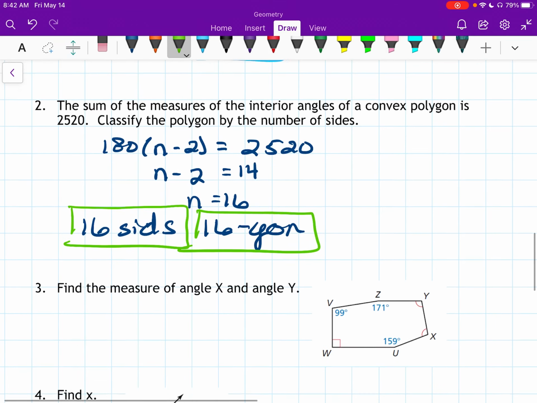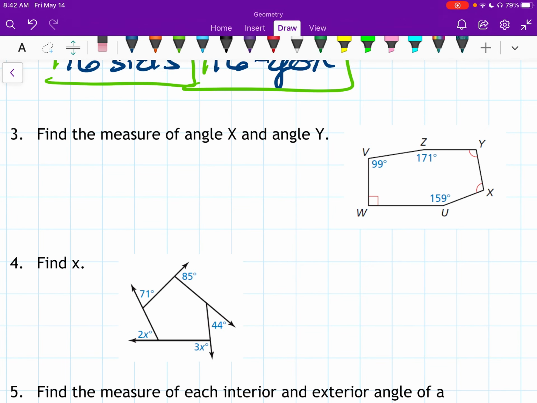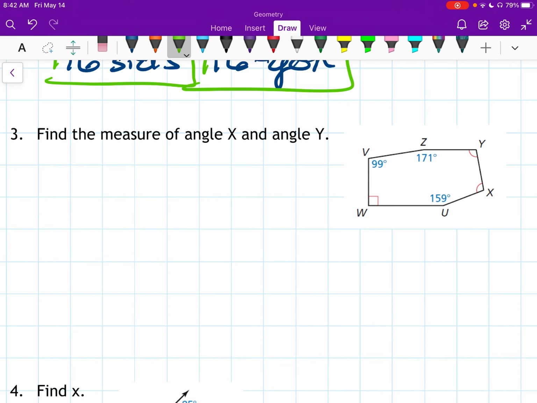All right, next up, we've got number 3. Find the measure of angle x and angle y. So we need to look at this shape here, and we need to kind of think about that. W is a 90-degree angle. I'm going to just write that in. X and y, they're marked as congruent. So what I'm going to do is I'm going to put a little variable there. What variable should I do? I'll just do a little x for the variables there.